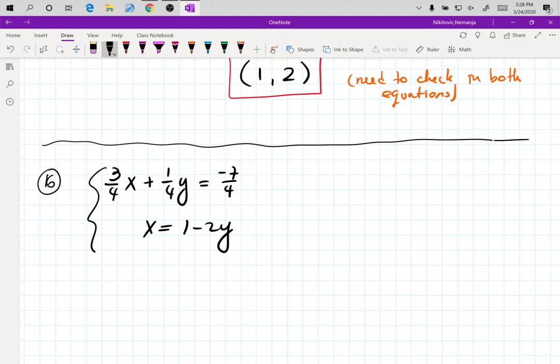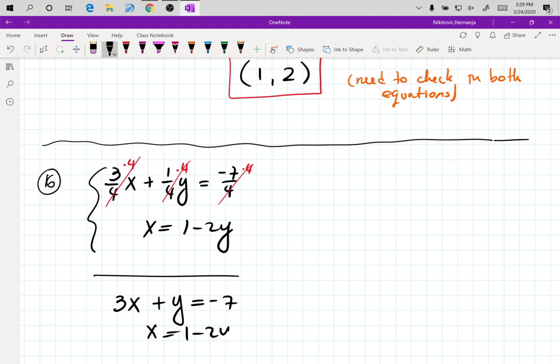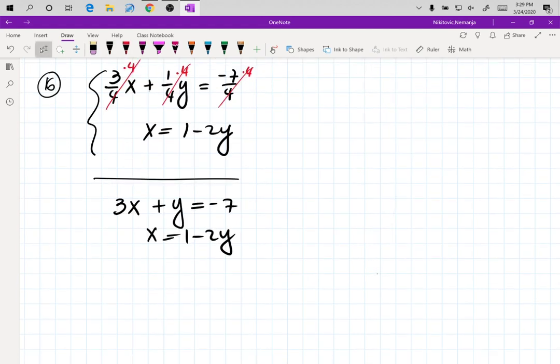But we already know how to kill a fraction. We multiply by common denominator, and in this case, that's just 4. All denominators are 4. So we are going to multiply every single one by 4, and you know what? All of the 4s will just cancel. So we will have a new system now, which will say 3x plus 1y, which is just y, equals negative 7, and x equals 1 minus 2y as the second equation. No more fractions. So that's the power of the common denominator, right?